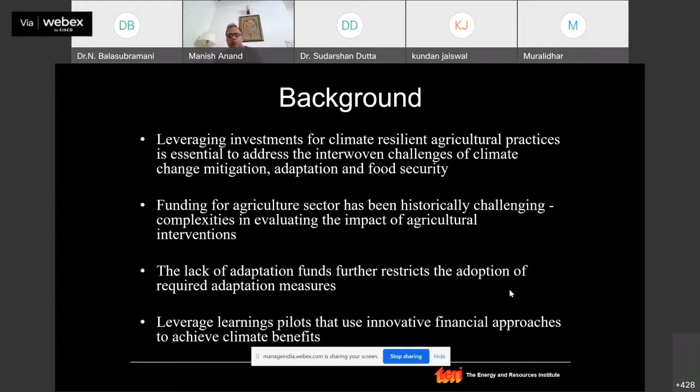So to move past this shortfall, there's a need for India to leverage learnings from existing activities, practices and pilots that use innovative financial approaches, both to achieve climate benefits as well as to design and deploy additional pilot projects. We think that this will result in the formulation of more effective and efficient large-scale programs and policies.